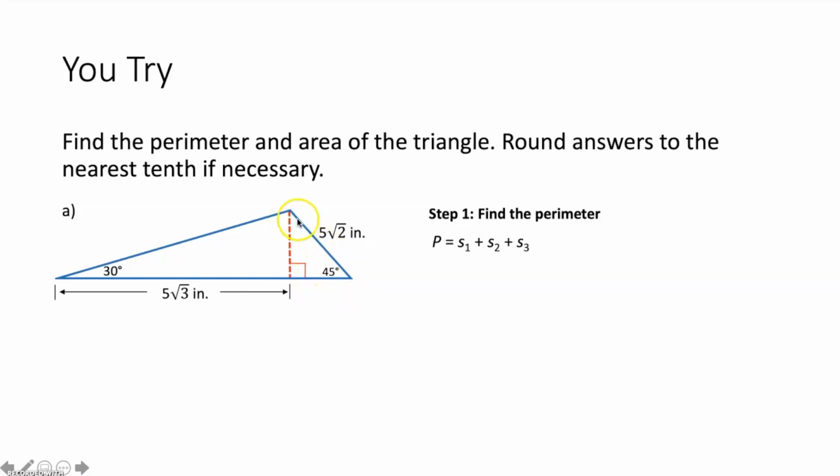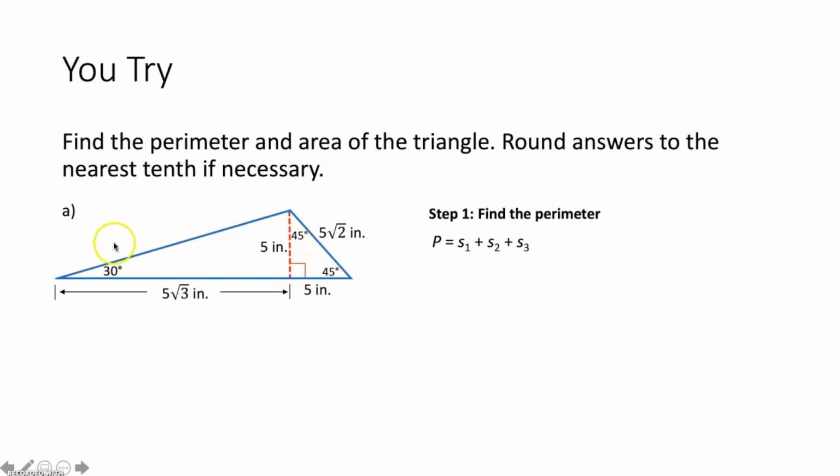Well, in this little right triangle right here, we're given that one of the acute angle measures is 45 degrees, making the other acute angle measure also 45 degrees, making this a 45, 45, 90 degree triangle. And in a 45, 45, 90 degree triangle, the legs are congruent and the hypotenuse, the side opposite your 90 degree angle, is going to be equal to rad 2 times the length of a leg. Meaning that if the hypotenuse is 5 rad 2 inches, if I want to find the length of a leg, I just take the hypotenuse and divide it by rad 2. And I get that the length of each of these legs is 5 inches.